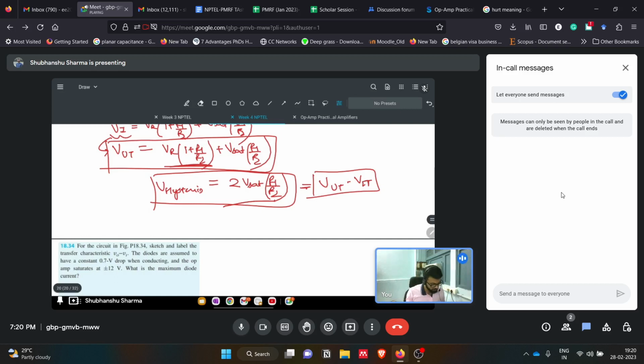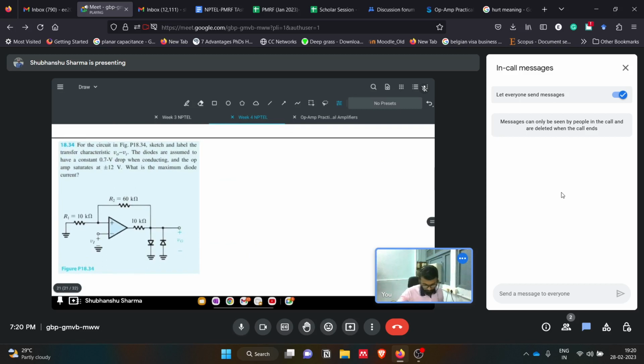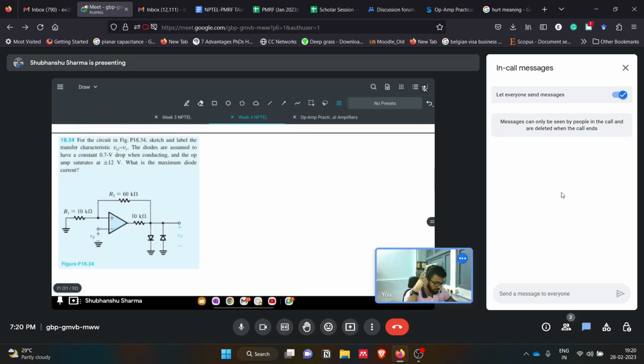So now we'll go to the next question. That is question 4. Yeah, just read the question. So in the question, it is written that for the circuit in figure P18.34, sketch and label the transfer characteristics. So they are asking us to get the transfer characteristics between V naught, the output voltage, and the input voltage. So here they have used two diodes. The diodes are assumed to have a constant 0.7 volt drop when conducting, and the op amp saturates at plus minus 12 volts, and they are also asking for the maximum diode current.